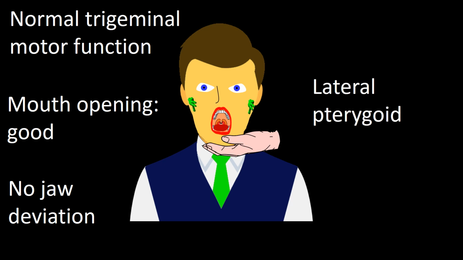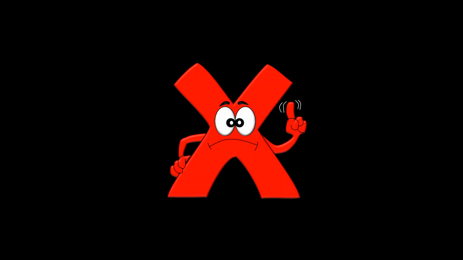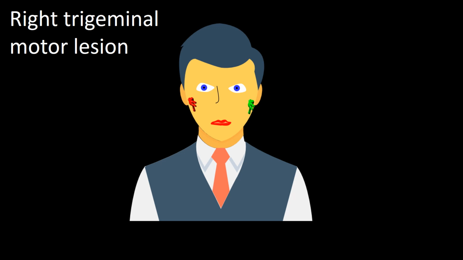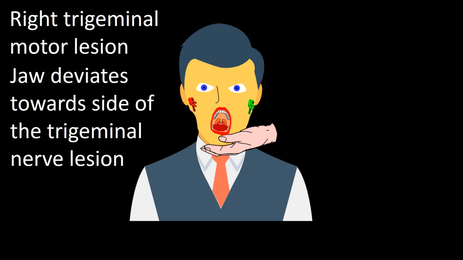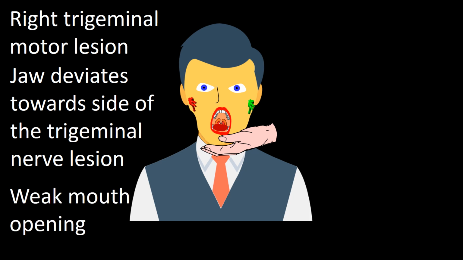The muscle that opens the mouth is the lateral pterygoid. If abnormal, let's say in the presence of a right trigeminal lesion, represented here by the red trigeminal nerve, when you put your hand below the jaw and ask the patient to open his mouth, the jaw deviates to the right. That is, to the same side of the trigeminal nerve lesion. And mouth opening will be weak.